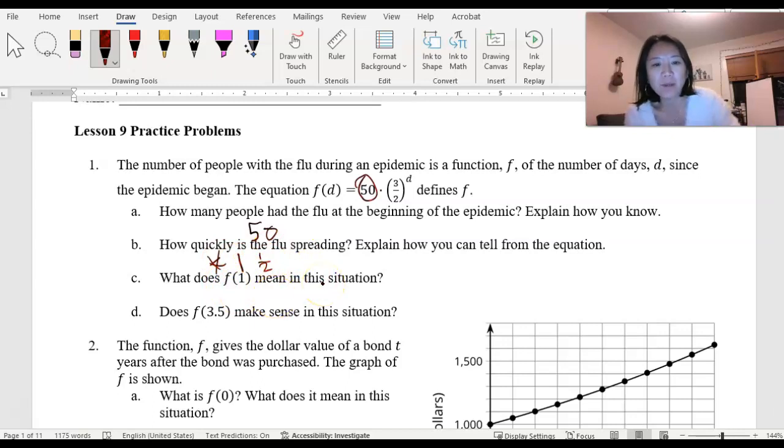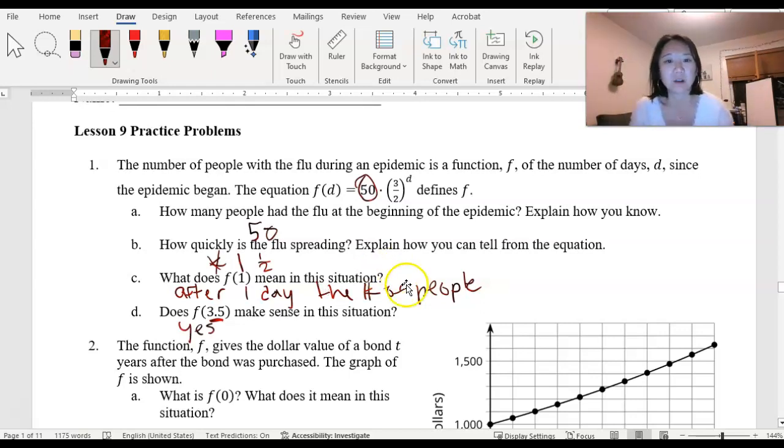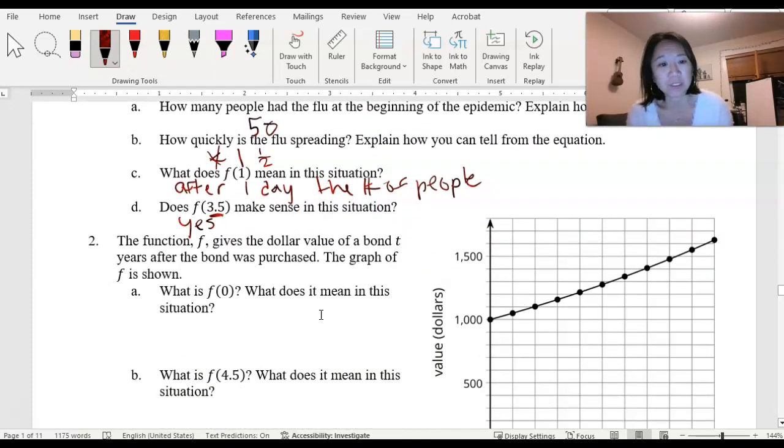What does f of 1 mean in this situation? So this means after 1 day, the number of people with this type of flu. Does f of 3.5 make sense in this situation? Remember, that's the days, that's the input. So could we count 3.5 days? Yes. We could say that at 3.5 days, how many people have since caught the flu? Because we can count partial days.